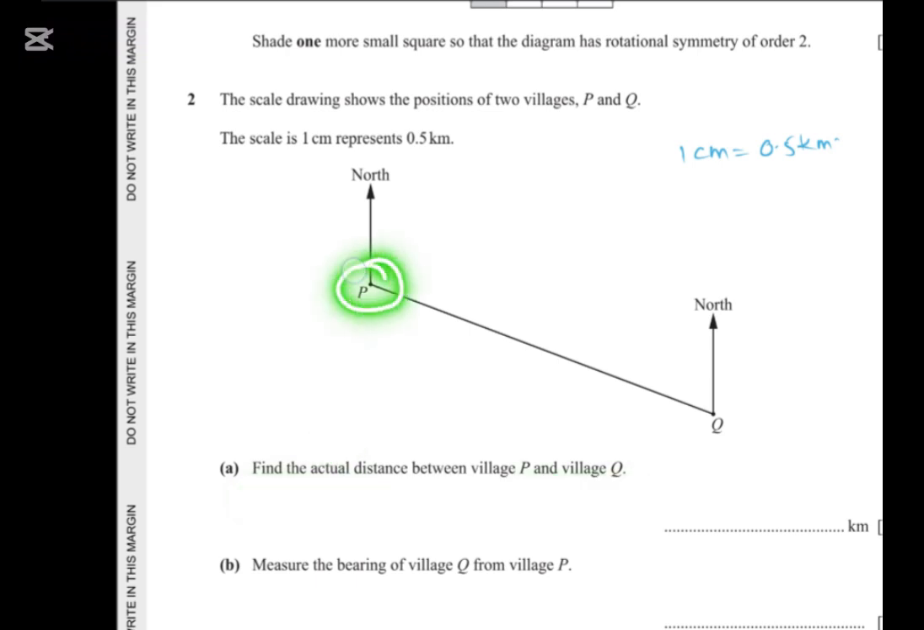So we first have to find the scale distance here using your rulers. Take your rulers and find the distance. Suppose you get 8.8 centimeters. Now multiply that 8.8 by 0.5, because 1 centimeter is 0.5. So 8.8 centimeters times 0.5 is 4.4 kilometers. That will be the actual distance after measuring.